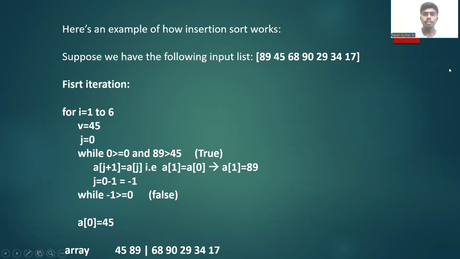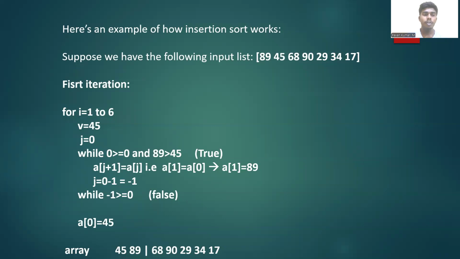Well, here is an example of how insertion sort works. Suppose we have the following input list: 89, 45, 68, 90, 29, 34, 17.